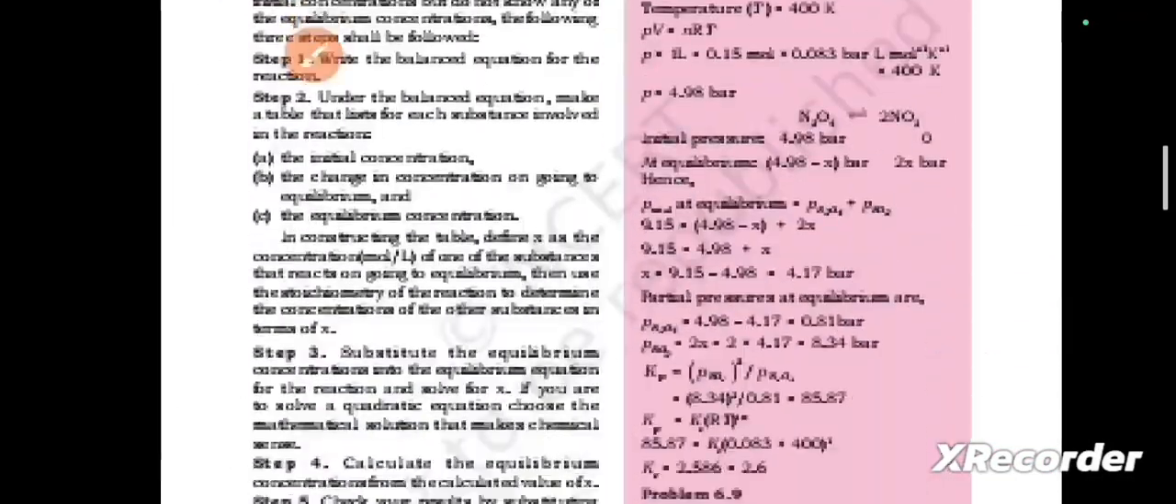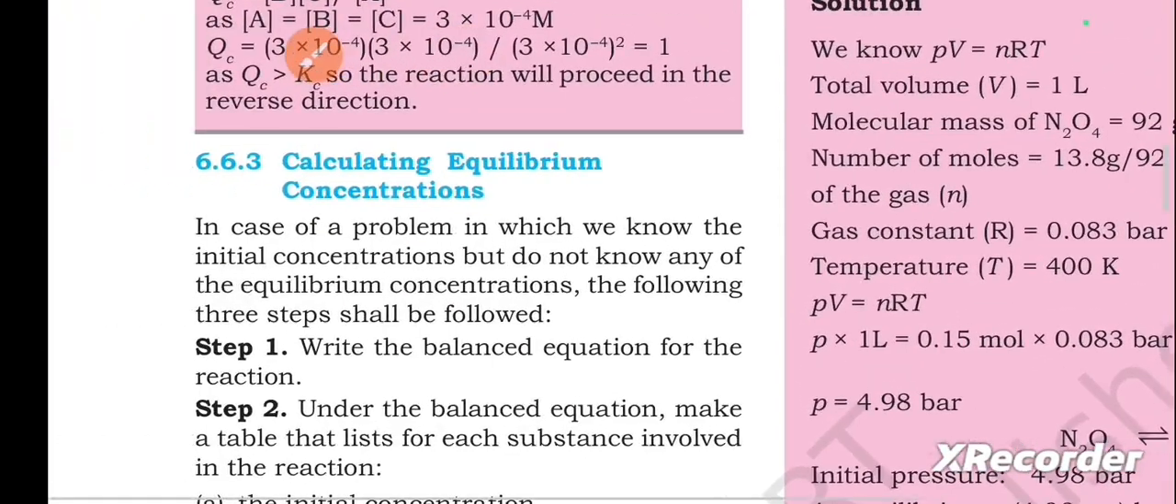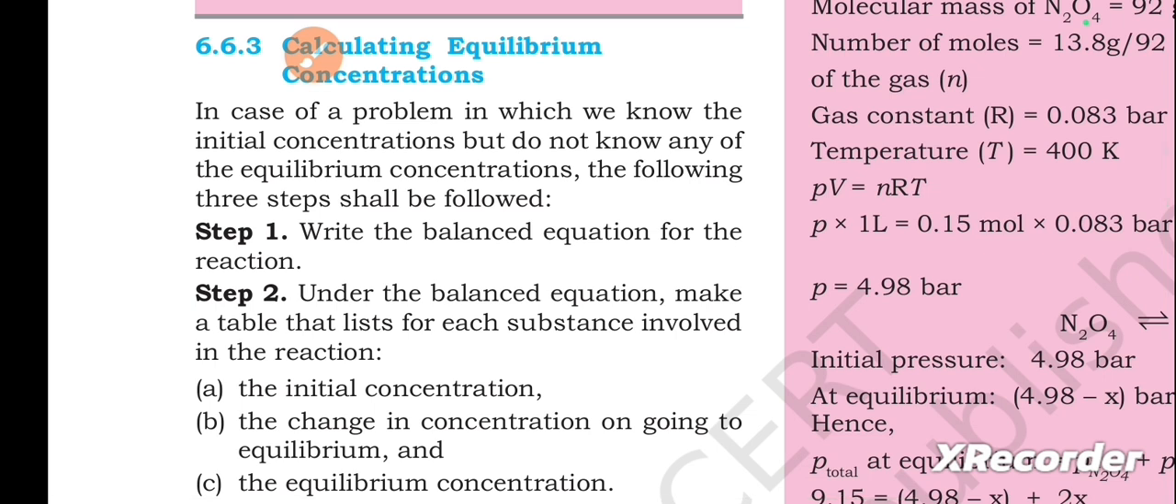Next, calculating equilibrium concentrations. In case of a problem in which we know the initial concentrations but do not know any of the equilibrium concentrations, the following steps shall be followed. Step 1. Write the balanced equation for the reaction. Step 2. Under the balanced equation, make a table that lists for each substance involved in the reaction.